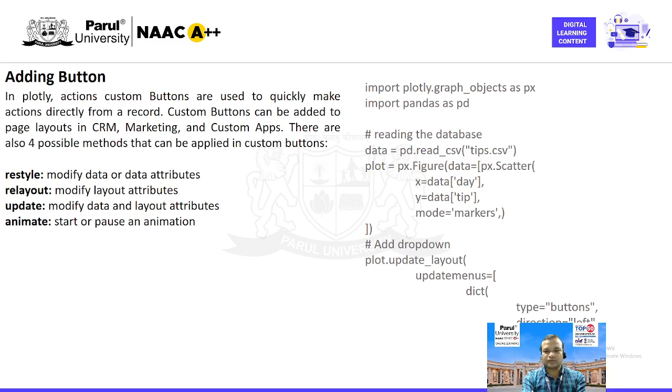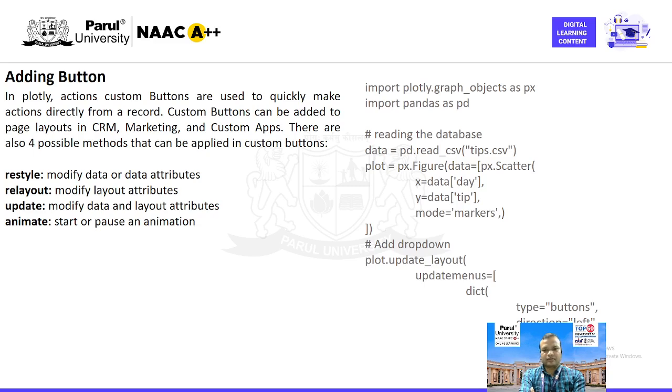How can we do it? So you can just see this example. Firstly we import plotly.graph_objects as px, then import pandas as pd, then read the dataset. data is equal to pd.read_csv tips.csv. plot is equal to px.Figure, data is equal to px.Scatter, x is equal to data day, y is equal to data tip. That means x represents the day and y represents the tip, and mode will be markers.